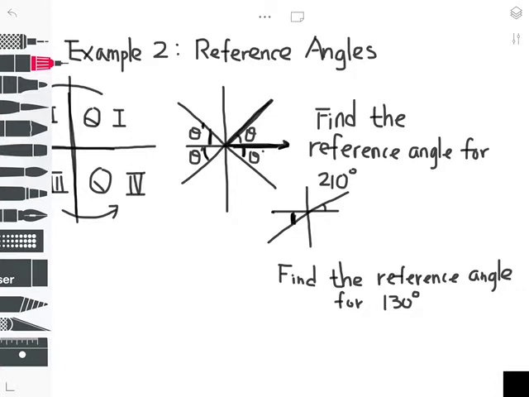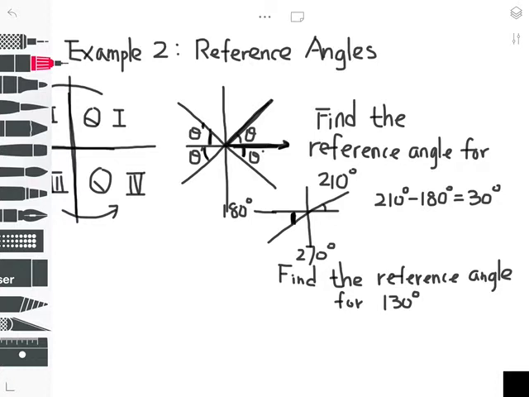210 is obviously going to be in the angle between 180 and 270. So this is 180 and this is 270. 210 is between 180 and 270. So what is the reference angle for this 210? I'm going to take 210 subtracting 180. Do you see that? I am subtracting 180 degrees, which gives me 30 degrees. So it's going to be a 30 degree reference angle for 210.